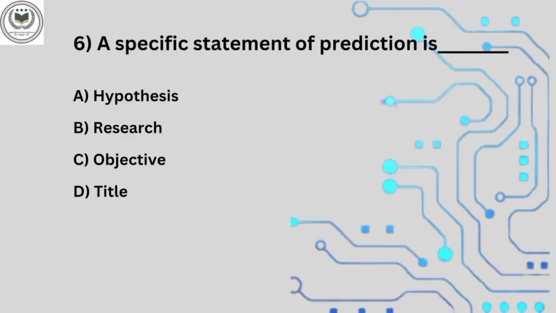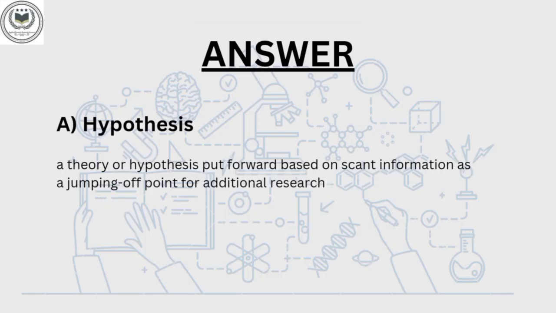Sixth question is, a specific statement of prediction is option A hypothesis, option B research, option C objective and option D title. The answer of the sixth question is option A hypothesis.